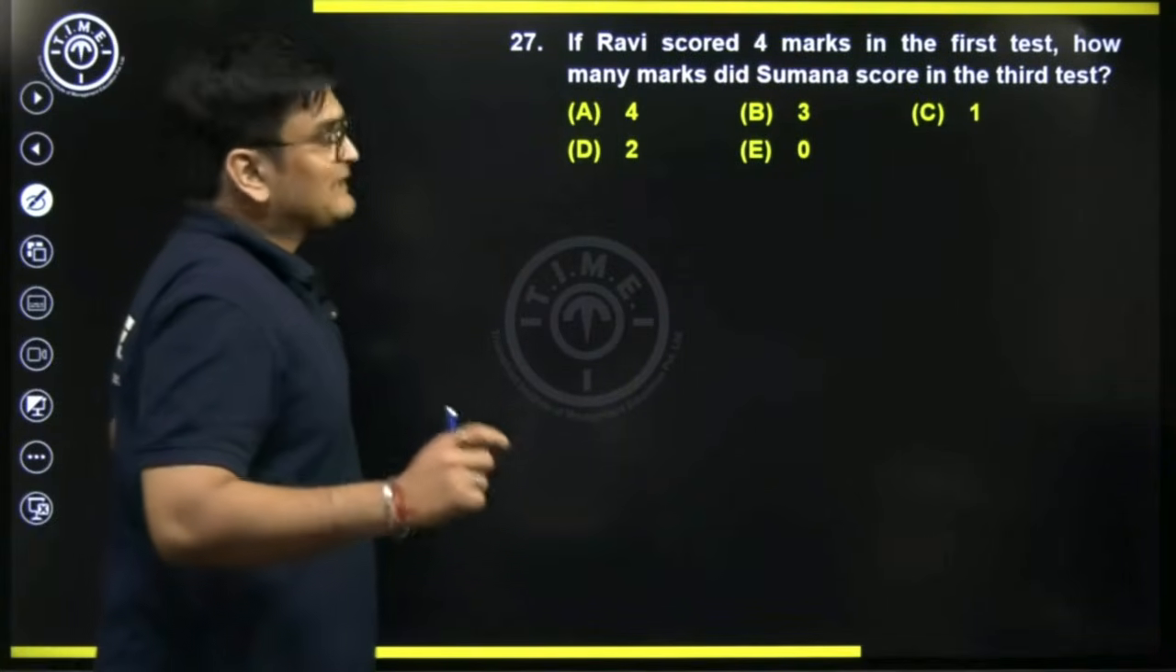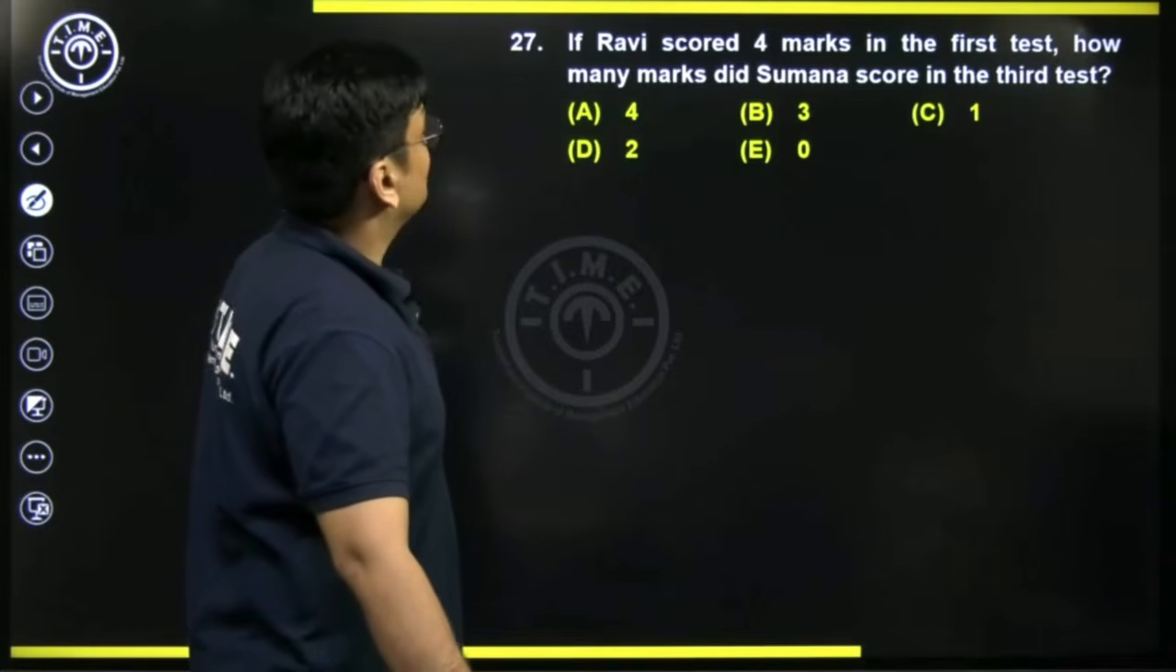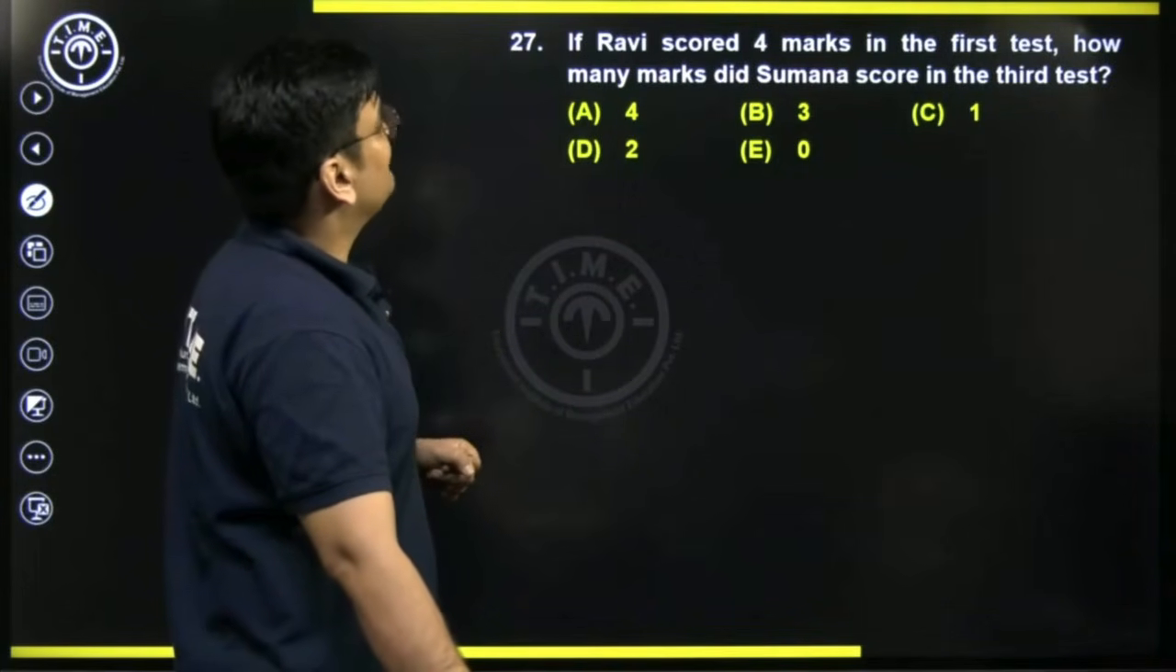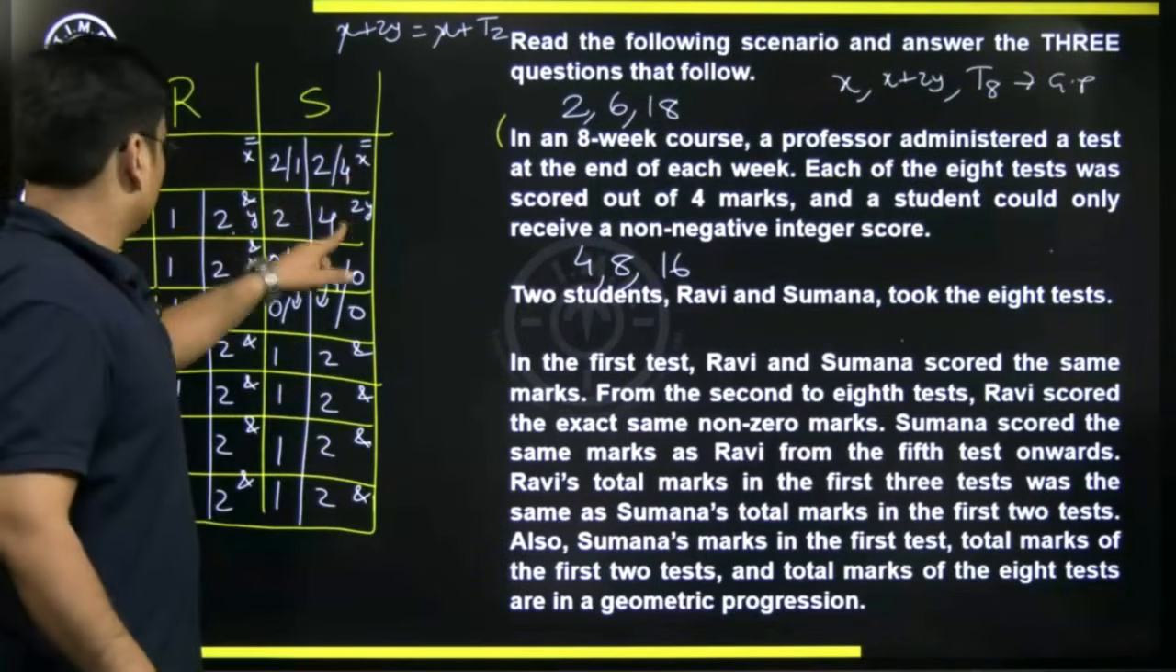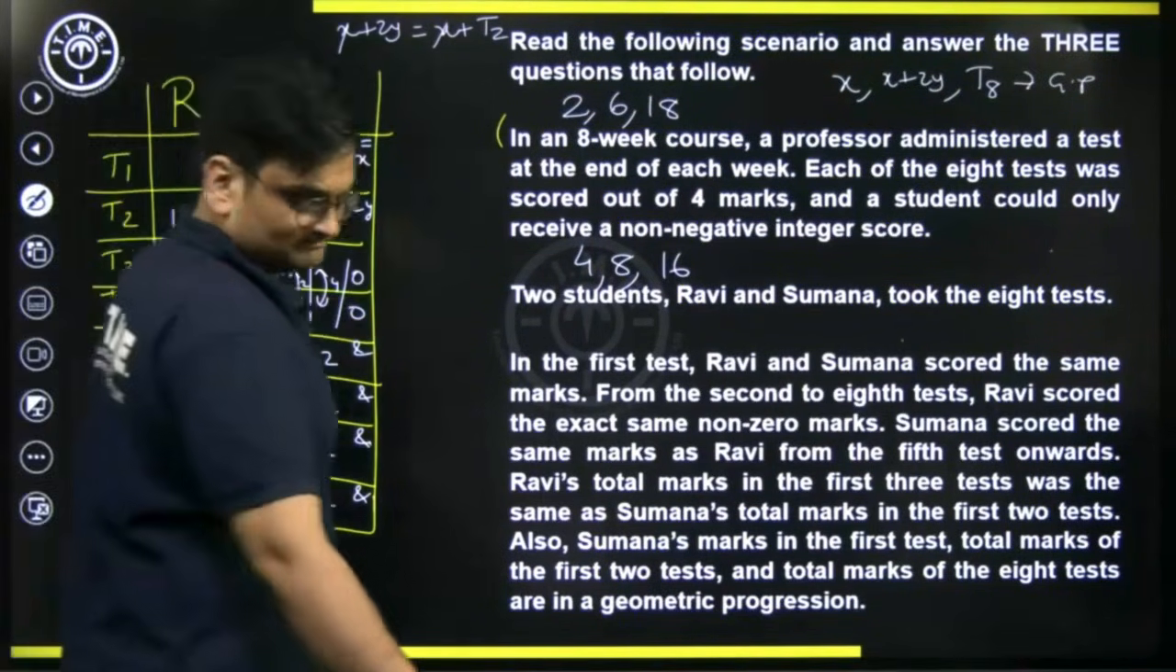If Ravi scored 4 marks in the first test, that means x is 4. How many marks did Sumana score in the third? So if this is 4, the third test was 0. Sumana scored 0. My answer.